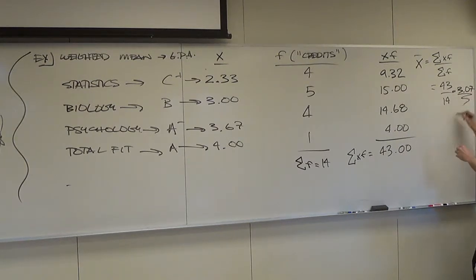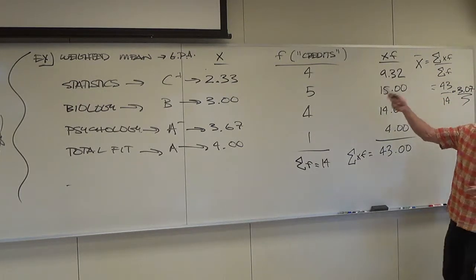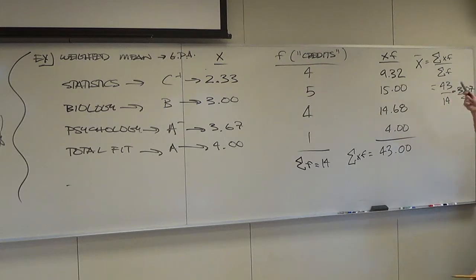There we go. 3.07. I don't care that he got A's in psych and total fit. His grade point is just above a B because he buried himself in stat and bio as far as B's go. So the C plus in stat, because it was a 4-credit C plus, is not countered by the A in total fit. It can't pull him out of that low B range because of that. Does that make sense? Fantastic. Perfect example of a weighted average.